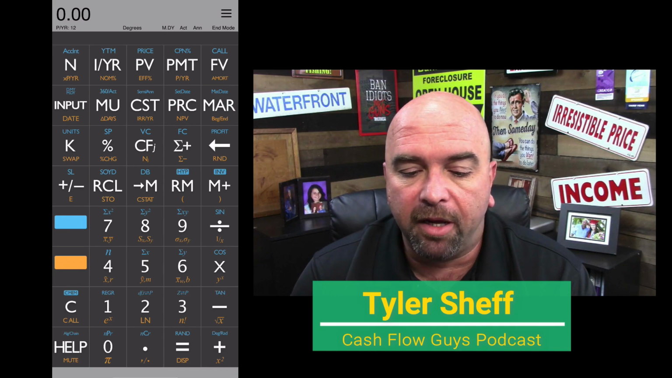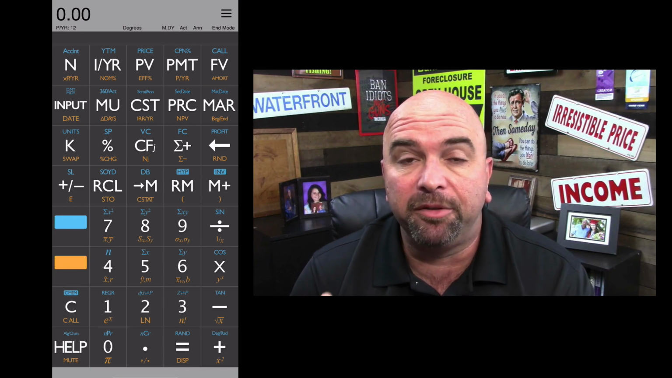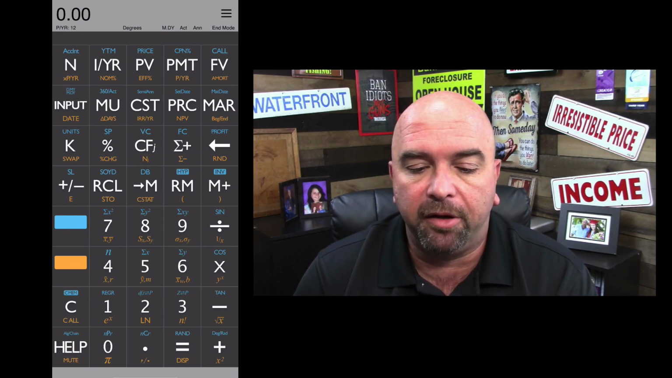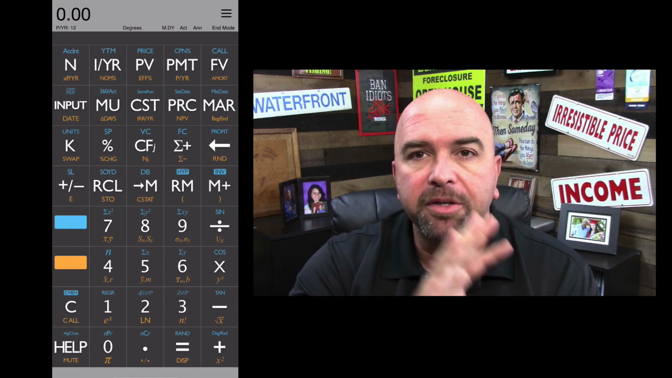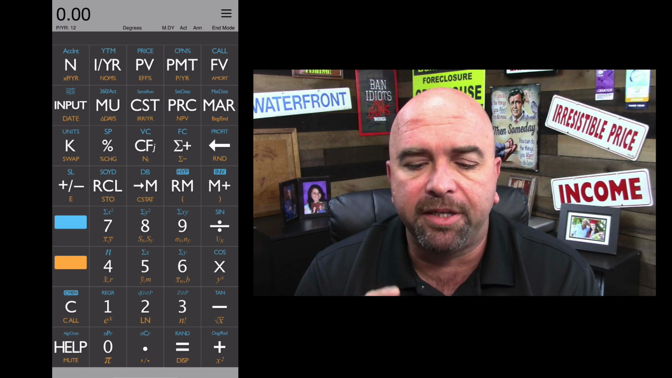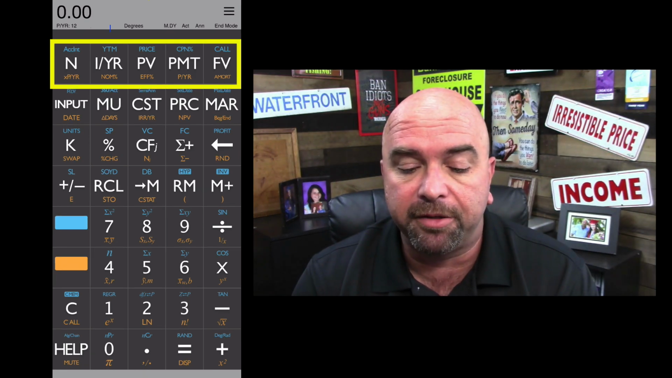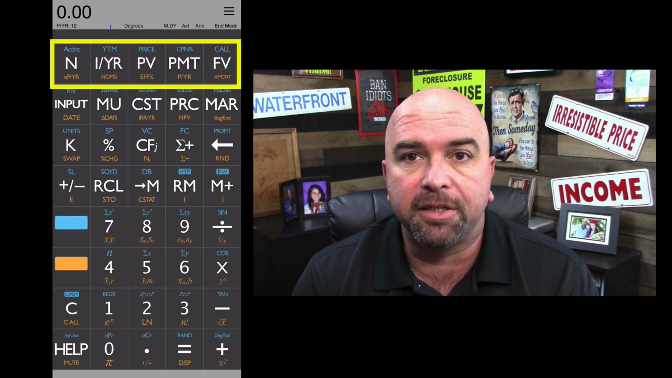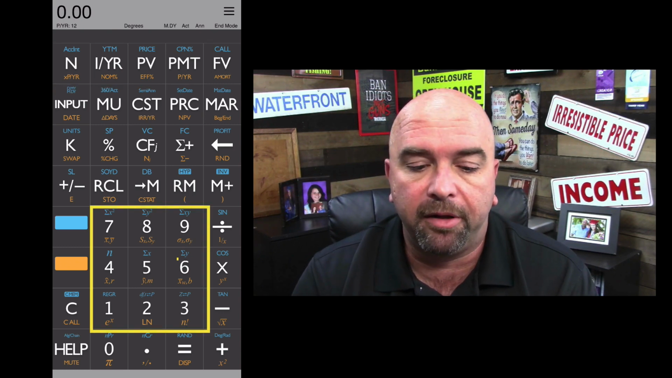You're going to start by using the 10B2 financial calculator. If you look across the top, I know there's a lot of numbers to look at. A lot of things are confusing. We're going to dumb it down real easy. We're only going to focus on the top 5 buttons across the top, and of course the numeric portion of the calculator.